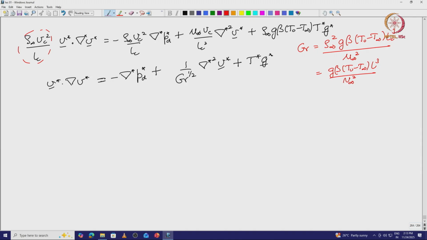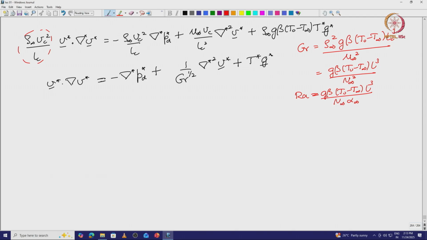There is another dimensionless group that is called the Rayleigh number. The Rayleigh number is written as g beta (T naught minus T infinity) L cubed divided by the kinematic viscosity times the thermal diffusivity. Note that kinematic viscosity is momentum diffusivity and thermal diffusivity is alpha. So, it can be written in this way as well.